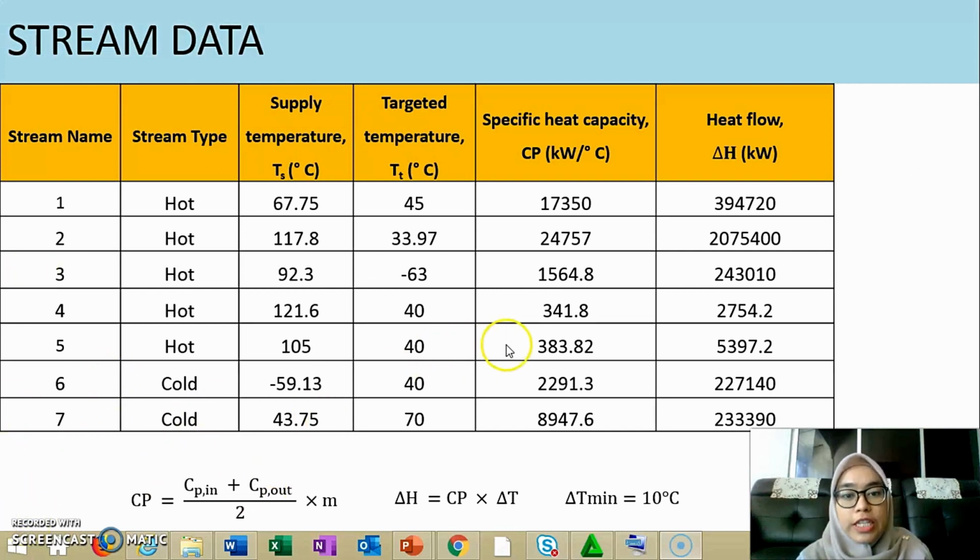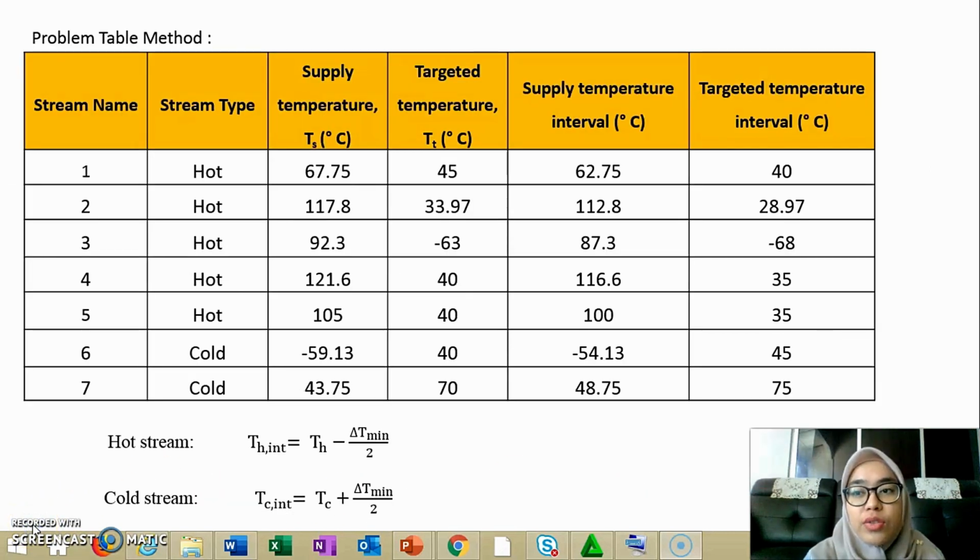For the specific heat capacity here, we obtain it from the average value of the Cp in and out of each of the streams. So we use this formula to calculate the specific heat capacity. The heat flow is calculated based on this formula, where we multiply the Cp value with the temperature difference of the stream. For this project, we use delta T min equal to 10. This is because the range of temperature from 10 to 20 is widely used in various types of industry, including the refinery. So, moving on to the problem table method.